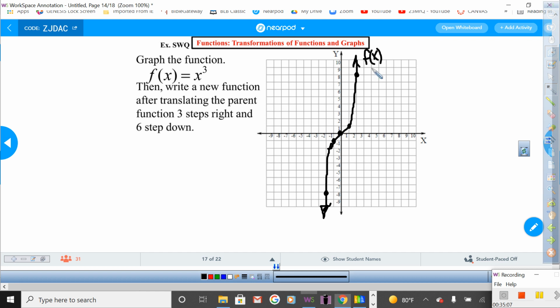Alright. So for this one, they want us to write a new function that translates the original parent function 3 steps to the right and 6 steps down. I want you to write your equation on your paper, the new equation for the transformed cubic function. You're like, what? It's not in the table, Mr. Q. I know it's not in the table, but you know how to write it now, right? Yeah, g of x equals what?